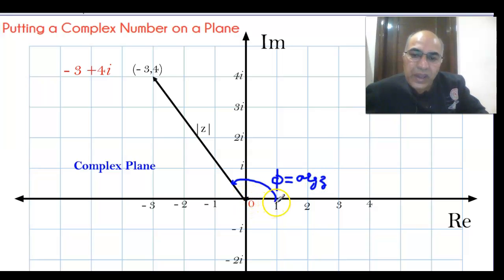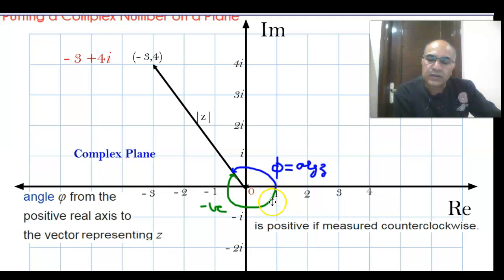And we can also measure in the clockwise sense like this. If we measure in the clockwise sense, then this clockwise sense measure is taken to be negative and the counterclockwise sense measure is taken to be positive. The measure of the clockwise direction is taken with negative sign.